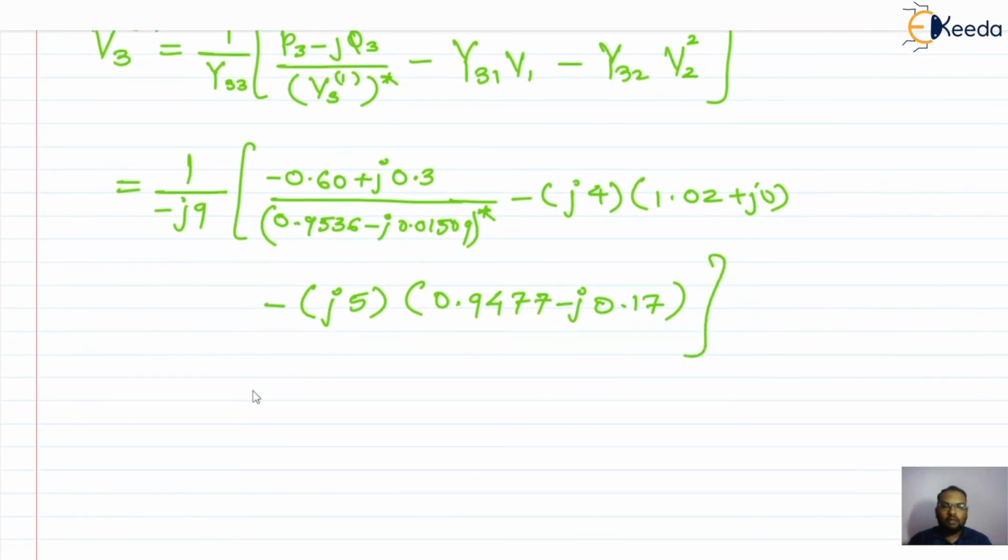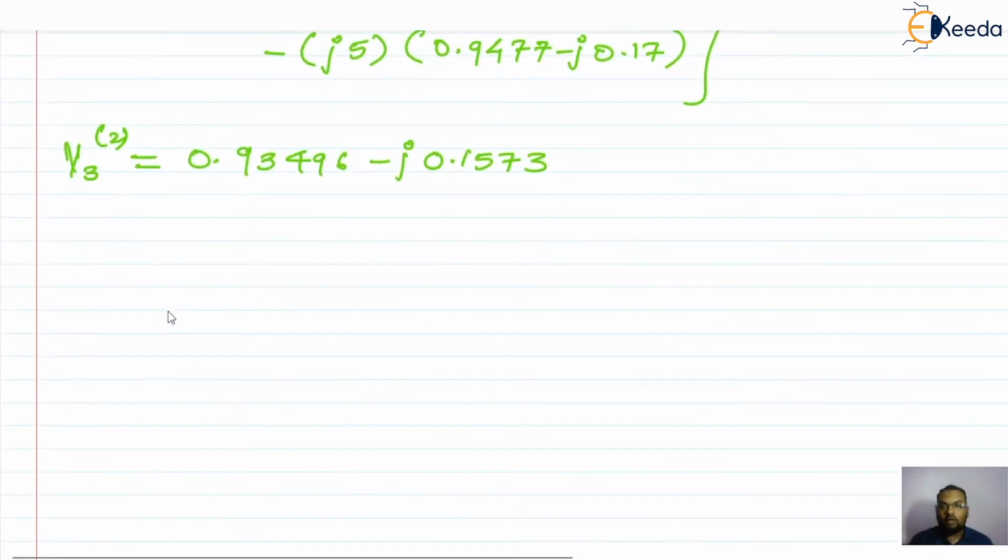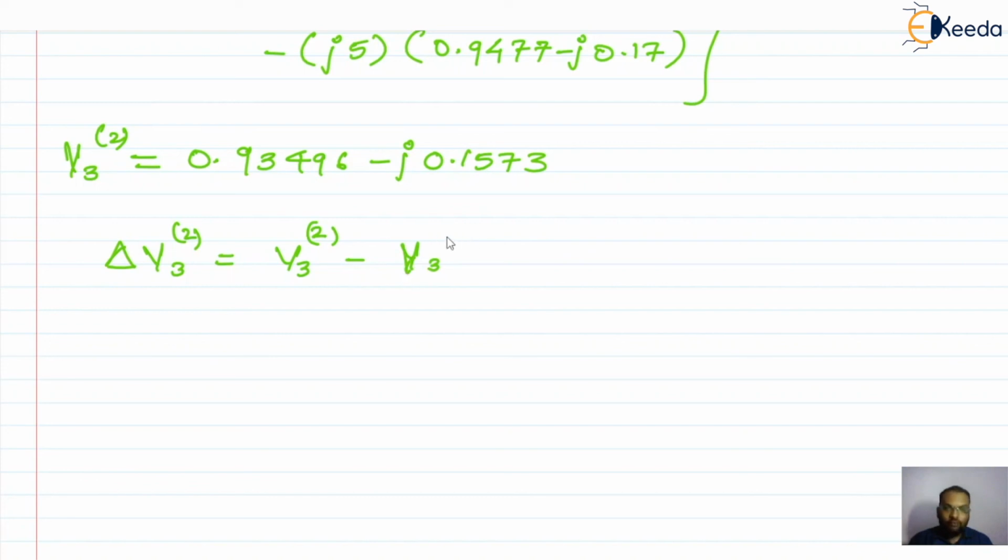Okay, if you solve this, just verify this, you should get the value as 0.93496 minus j0.1573. You will get this value if you solve this. Okay, this is the voltage at bus 3 in the second iteration, but we are not interested in this value. Since acceleration factor is given, we have to find the accelerated value. To get the accelerated value, again, we need to find the change in voltage at bus 3 in the second iteration.